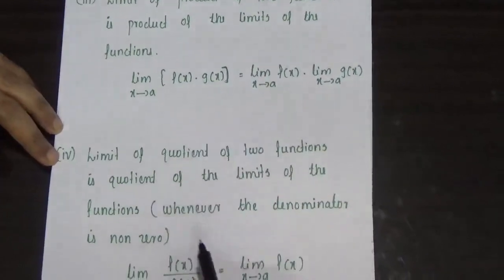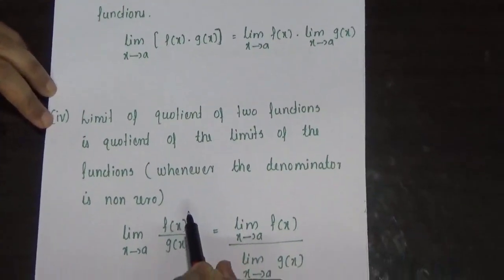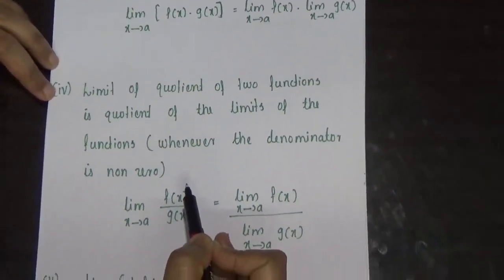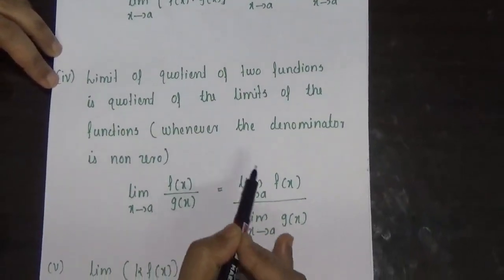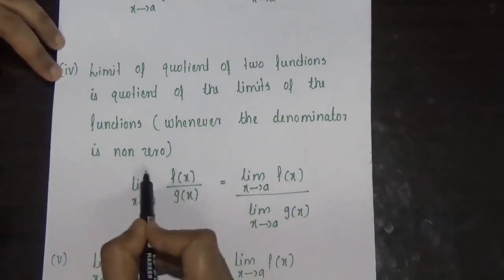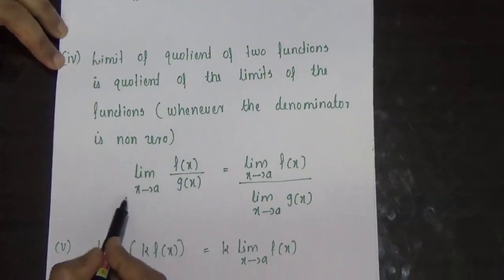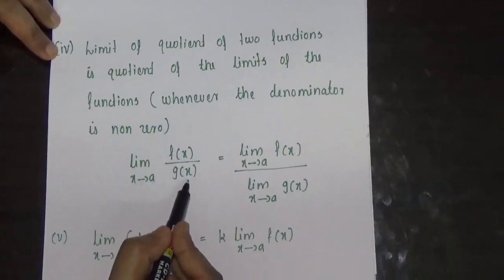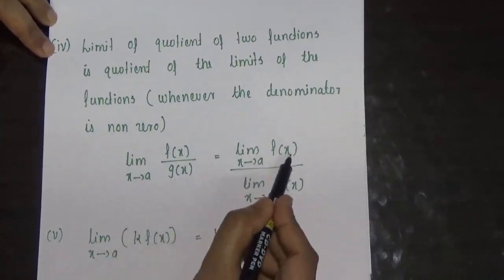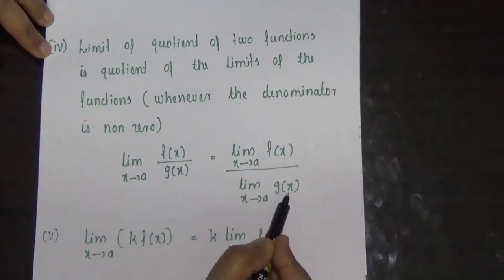Okay, next the division. Limit of quotient of two functions is quotient of the limits of the functions whenever the denominator is non-zero. Limit x tends to a f of x by g of x is limit x tends to a f of x by limit x tends to a g of x.